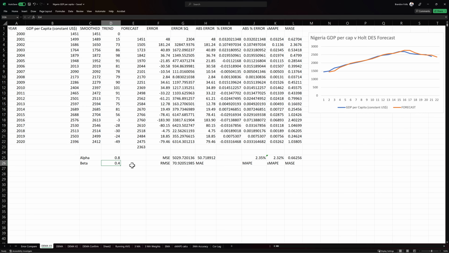Now, what I'm going to show you how to do is pick values for alpha and beta that minimize the mean square error, or the MSE. Remember, that's the point here. We're trying to minimize the error. Now, the chart on the right is live, so it is connected to the data.